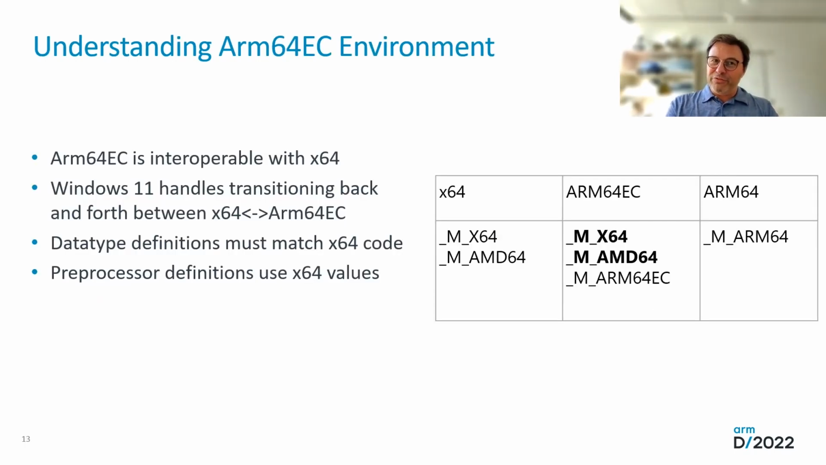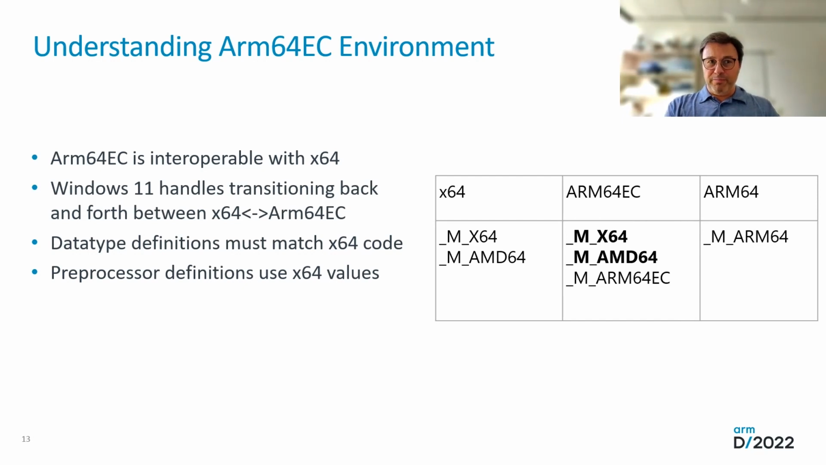Fundamentally, Arm64EC is interoperable with x64. It is designed to be totally transparent to the user and to the developer. The operating system handles engaging and disengaging the emulator at the right time when the execution is transferred from one to the other. Apps run faster when executing Arm64EC code, but they transition back and forth so smoothly.